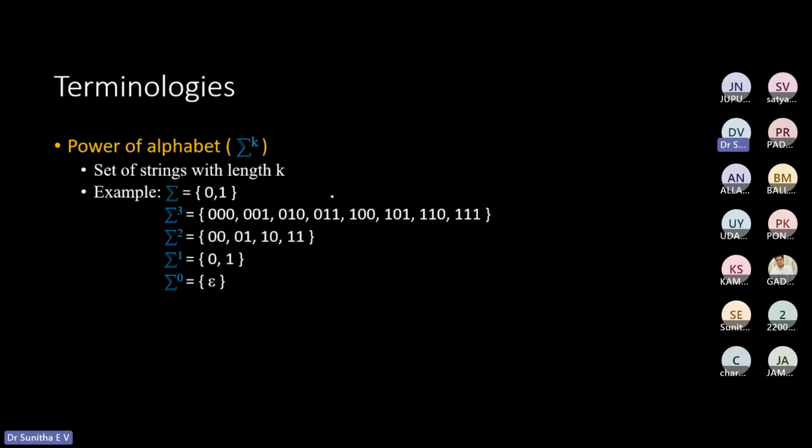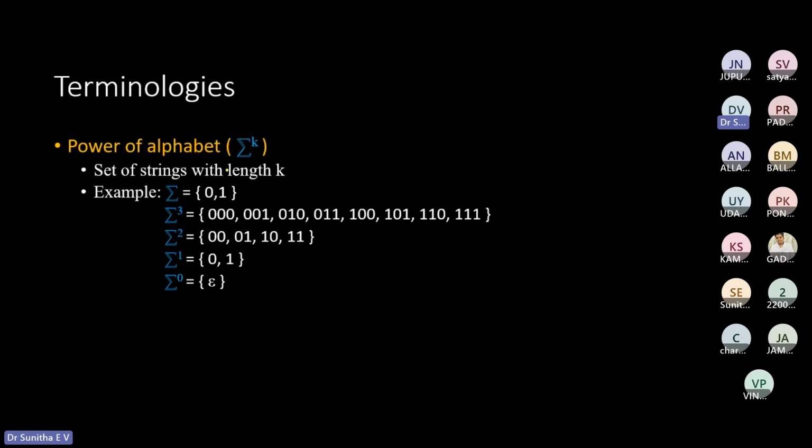Then the last one is power of an alphabet. It is represented with sigma to the power k. It is the set of all strings with length k. Suppose our alphabet is 0 and 1, the binary alphabet. Sigma to the power 3 means the set of all strings with length 3. So here we have 000, three characters, so the length is 3.